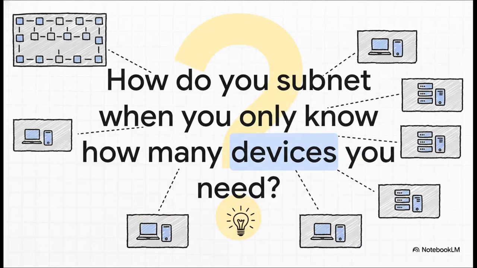Okay, so picture this. You're handed a big block of IP addresses. Your boss doesn't just say, "Hey, I need 4 new networks." Nope. Instead, they say, "I need networks, and each one has to support at least 40 different devices. Laptops, phones, you name it." So, where do you even begin? That's the puzzle we're going to crack today.